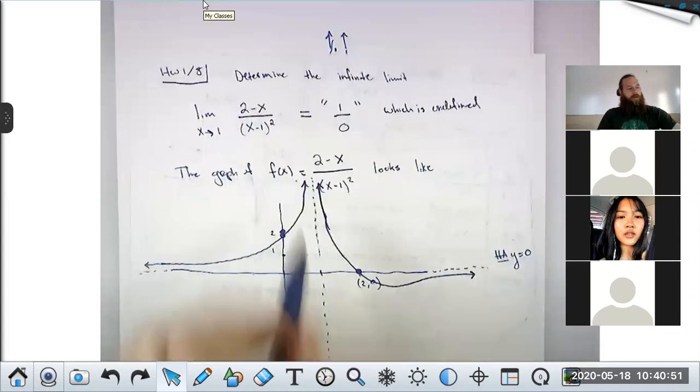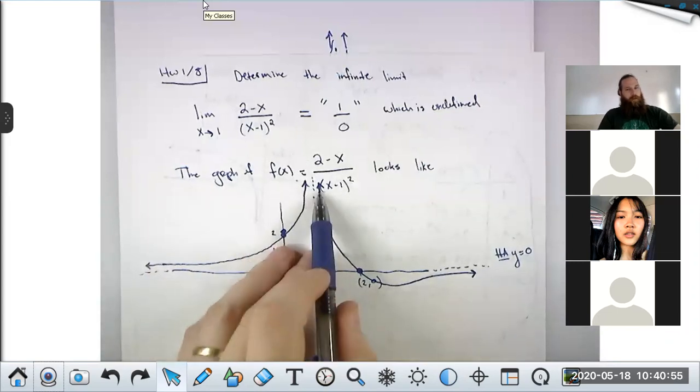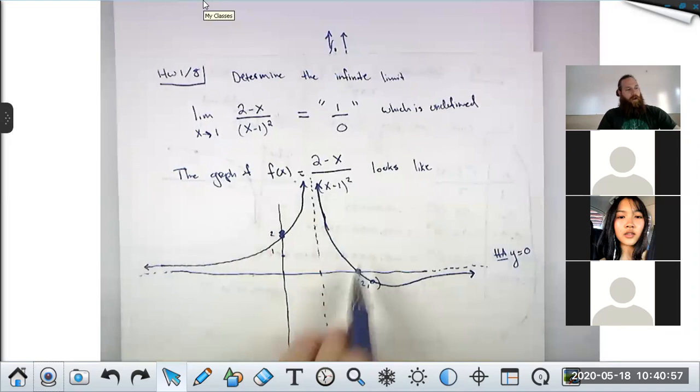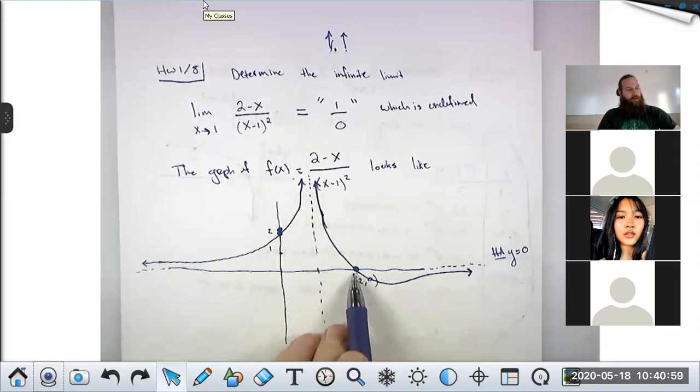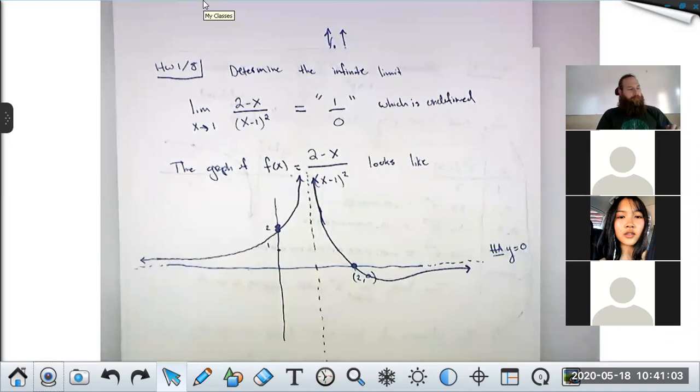So for us here, the even multiplicity of this vertical asymptote told me I left positive, I'm going to come back positive. Here, the odd multiplicity of this x-intercept told me, oh, well, I'm going to come in positive. That means I need to leave negative. And that's the basic idea.